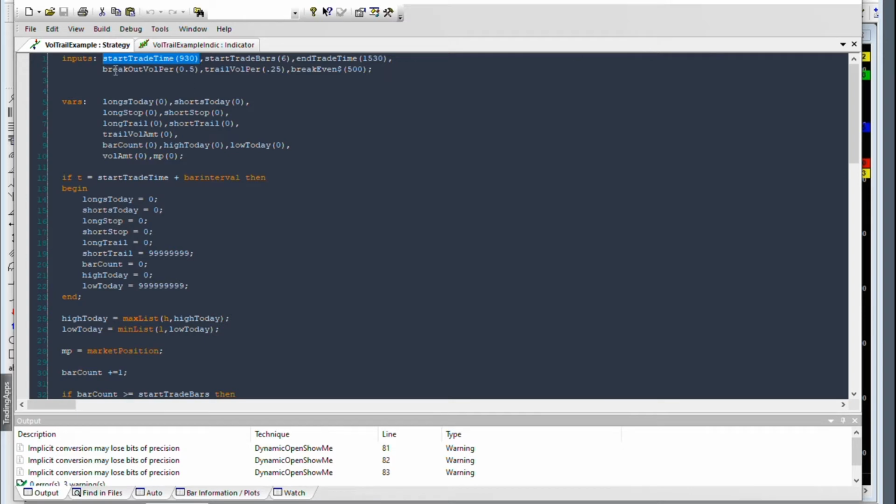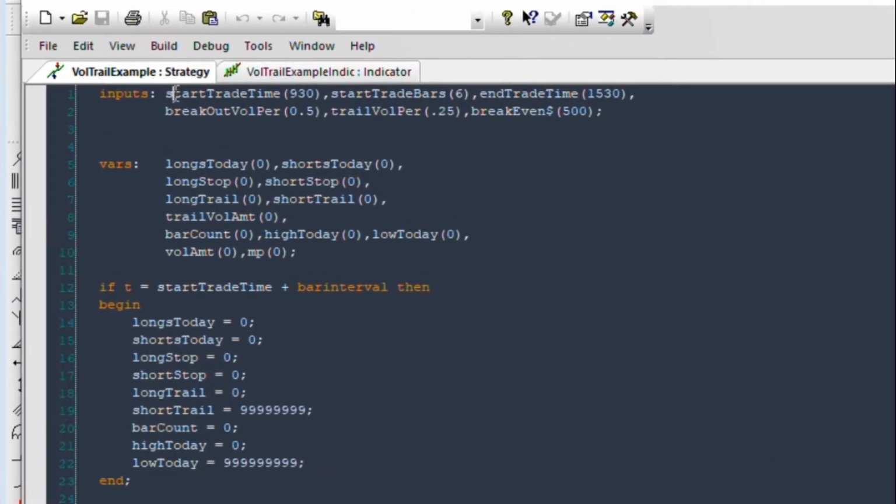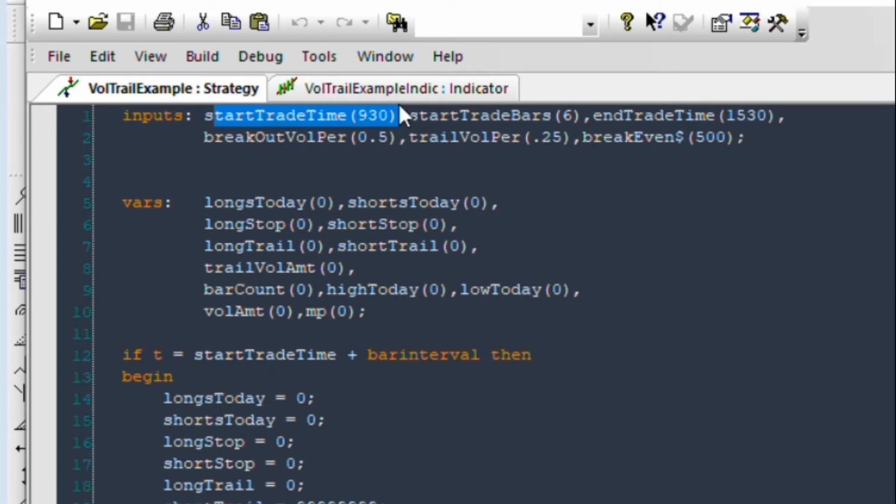I use the start trade time as an input. You wouldn't need to do that. You could just say get session 1 start time. It's a function call or a keyword or something like that. My start trade bars, I want to be 6. I don't want to trade after 15:30. Breakout vol per is 0.5. This is not what I set up in the values of the strategy or the indicator. This is just a default value, and you can change those via the input, as you know. I got the trail vol percentage, and I got my break-even dollar stop.